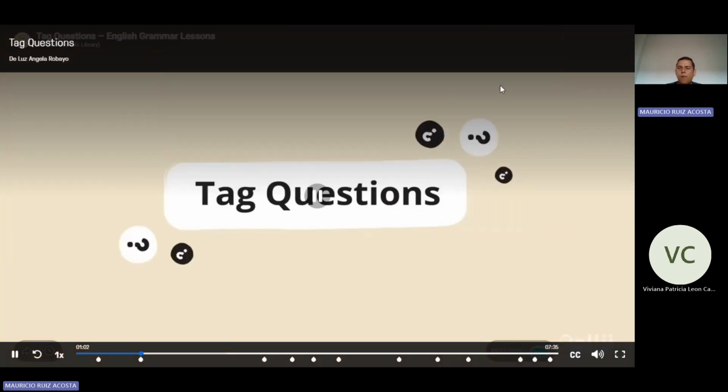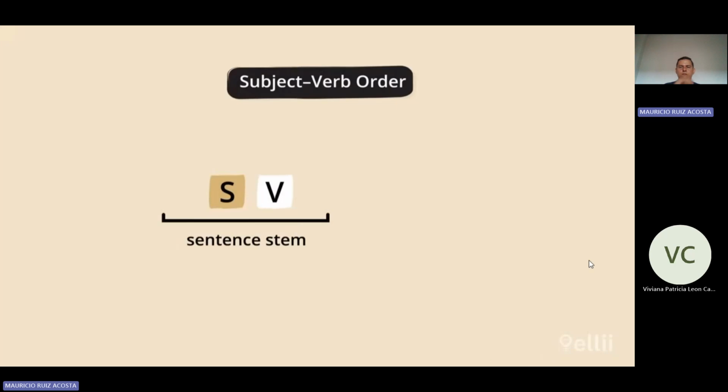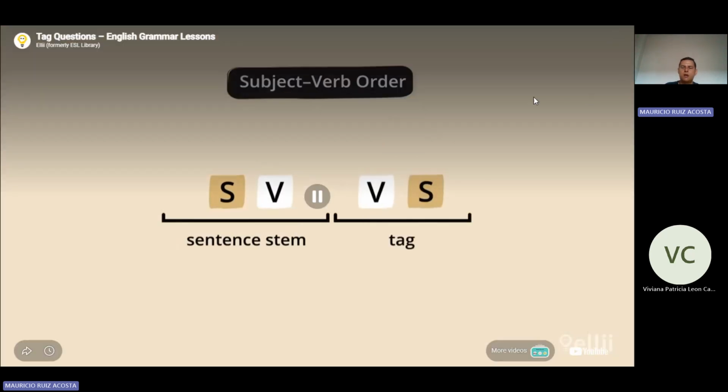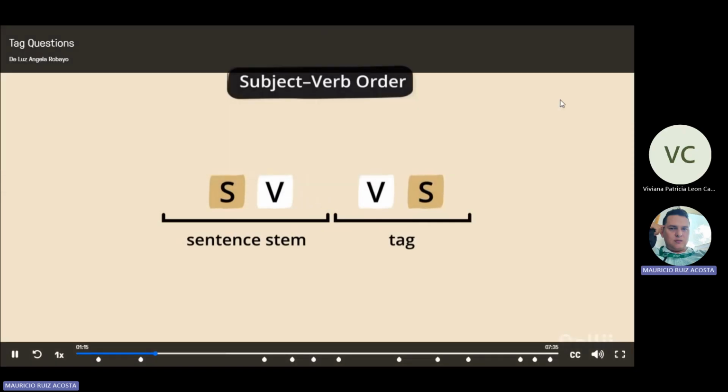How do we form tag questions in English? Look at the position of the subject and verb in the sentence stem. Please pay attention. Then form the tag by reversing the order. In other words, put the verb before the subject in the tag.